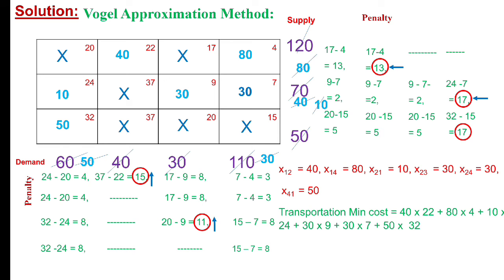In this way, we need to find out by Vogel's approximation method, or penalty method, or unit cost penalty method. All three methods we can solve in this method only. It is the easiest way to calculate. At the same time, it gives the best solution. So this is the method we'll use.